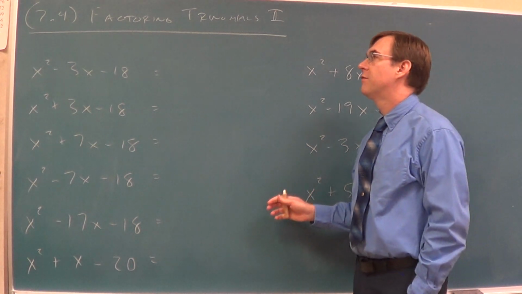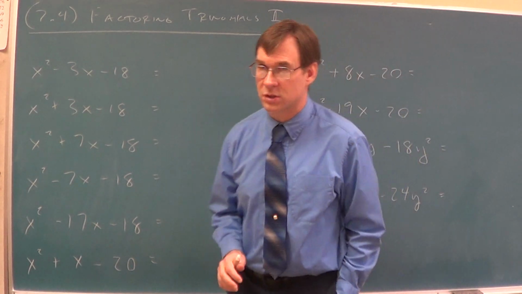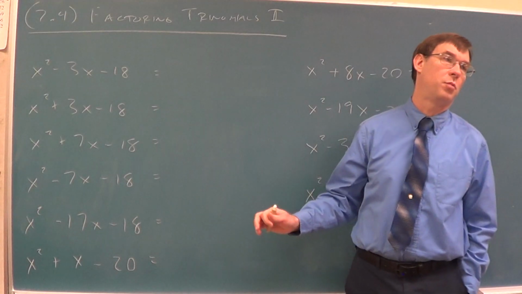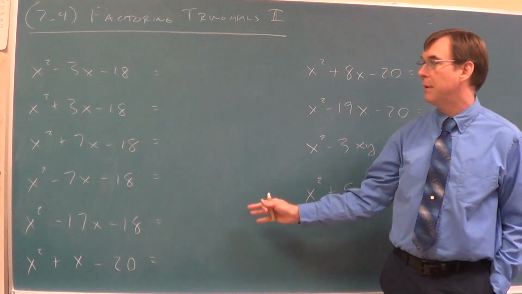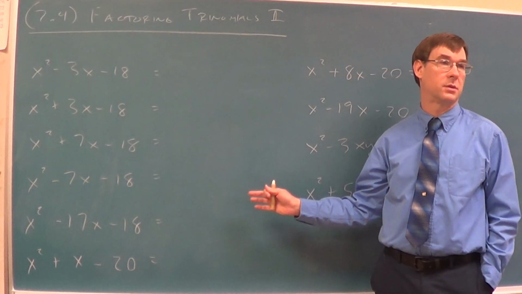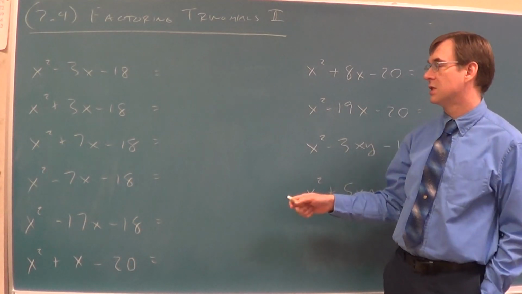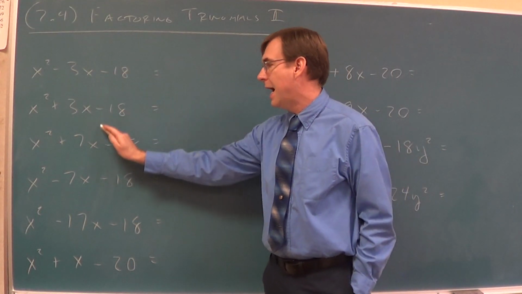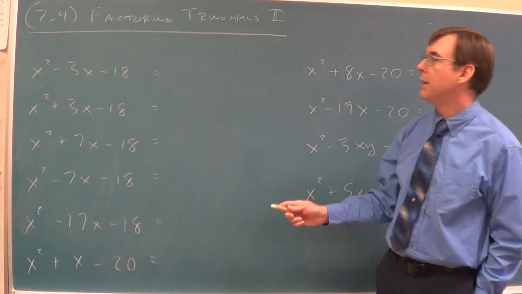Okay, so we're into 7.4. We're still factoring trinomials today, factoring trinomials part 2. What's different about today compared to 7.3's problems? They all have a minus at the end. So we're always going to look at the last sign to tell us what we need to do with these problems.